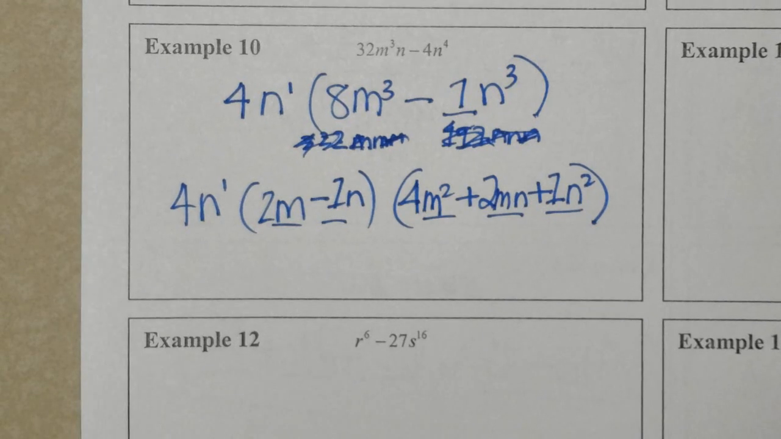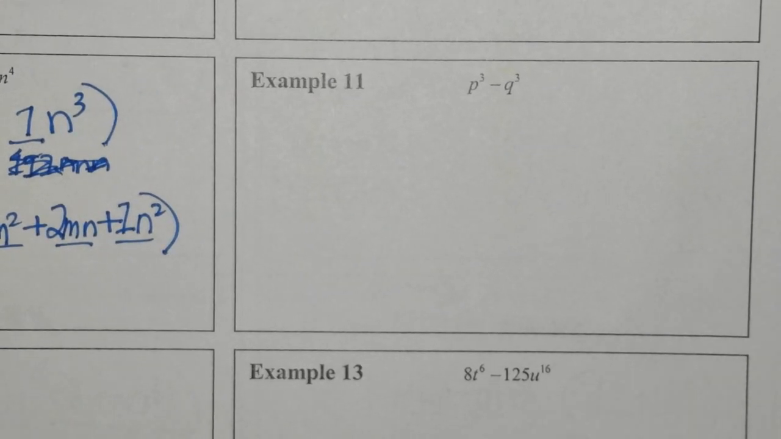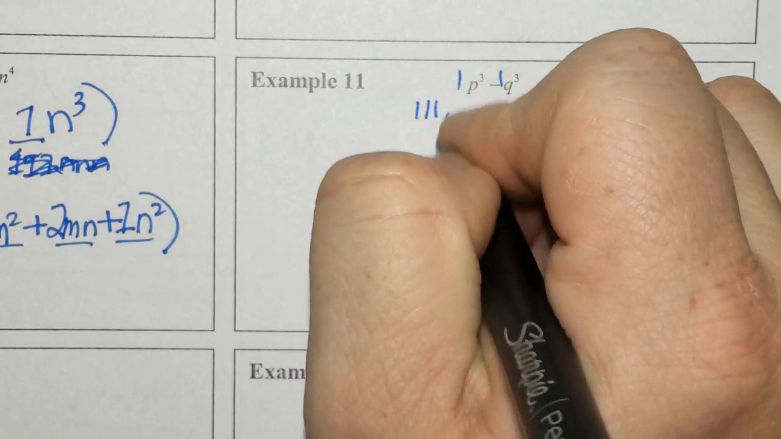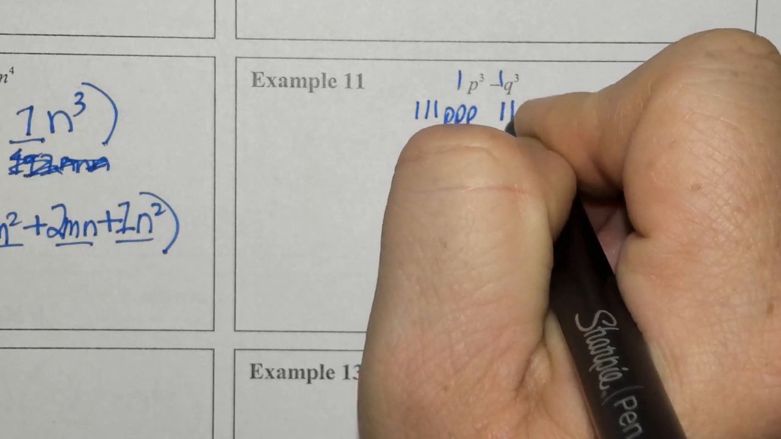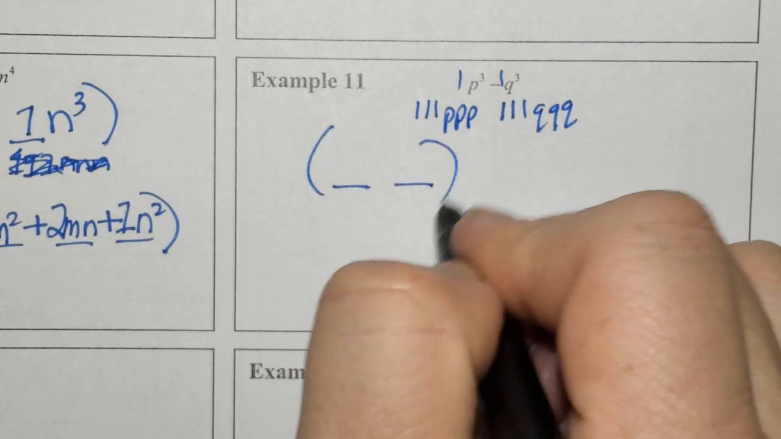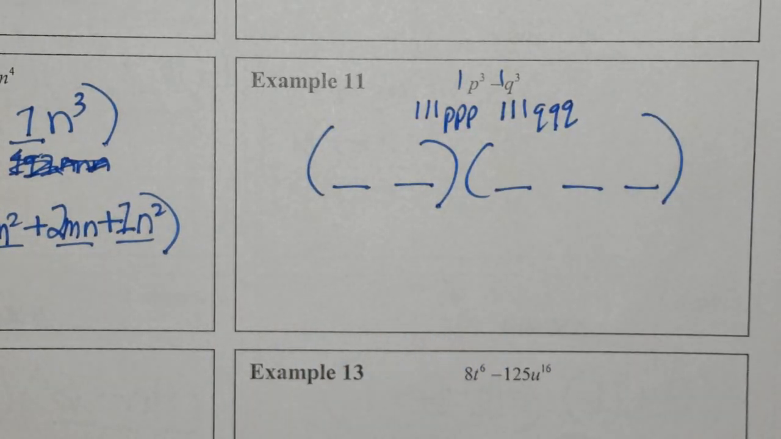Let's go on to example number 11. What number is in front of the P? And what about the Q? So this is 1, P, P, P, 1, Q, Q, Q. Okay, you have 45 seconds to see what you can do. Go ahead, please. Look up when you're done to see if it matches my answer.